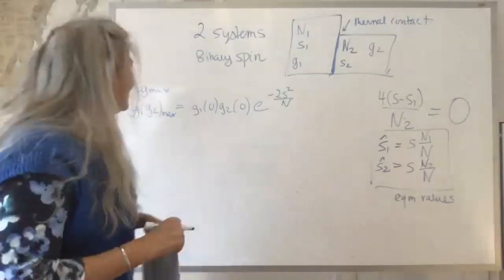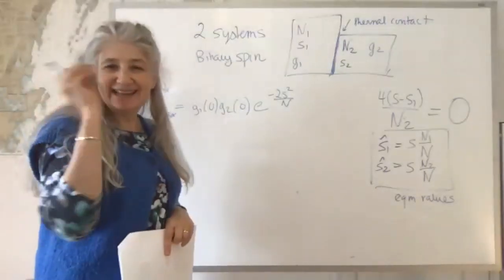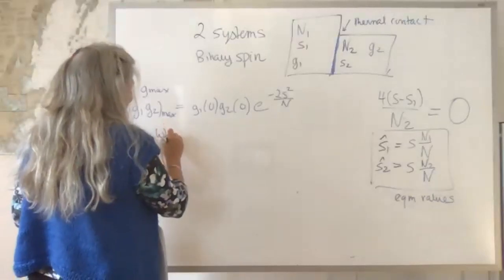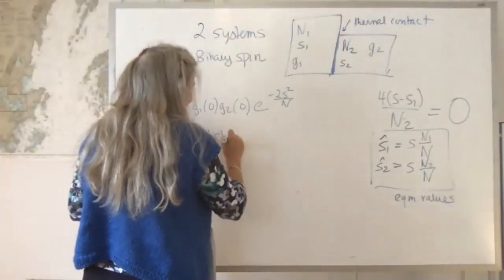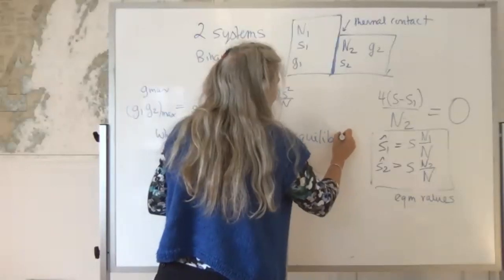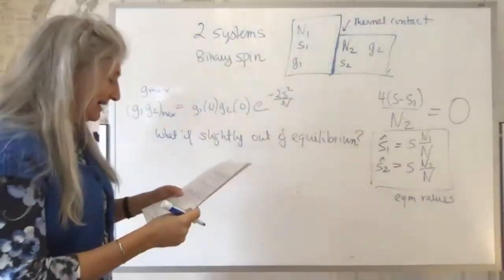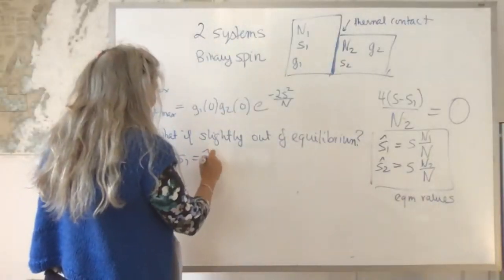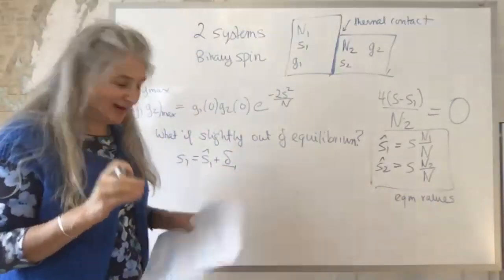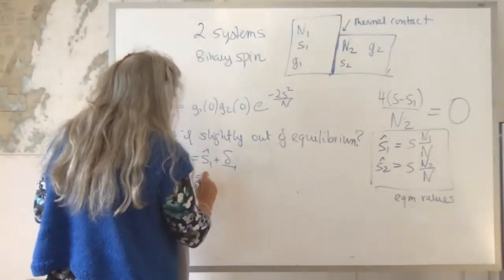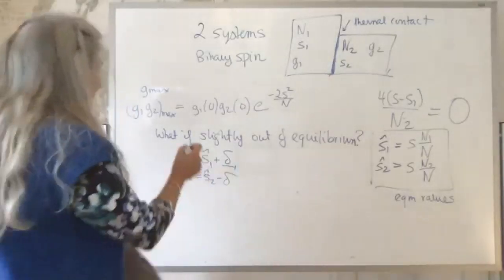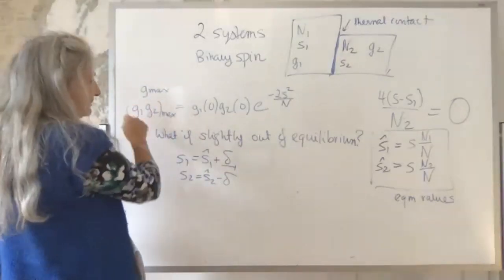So we can do things like say, what if we take it very slightly out of equilibrium? What do I mean by that? Let's take S1 equal to the equilibrium value, and we'll add in a slight number of spins, delta. So it's not quite in equilibrium. Then S2 has to equal S2 hat minus delta. And we can find a formula for that. In particular, it's useful to put it in units of this maximum value.